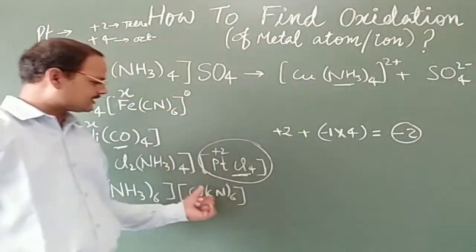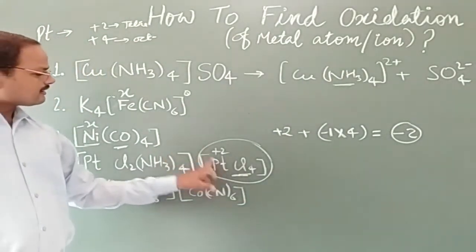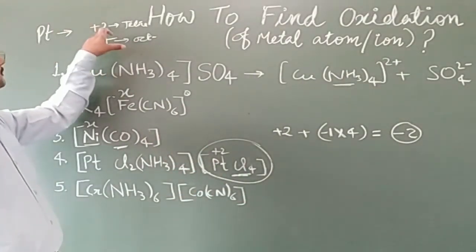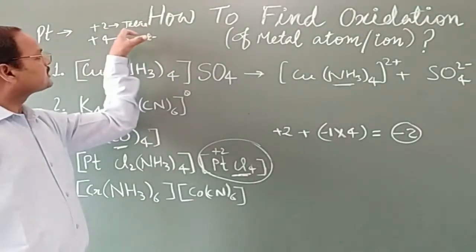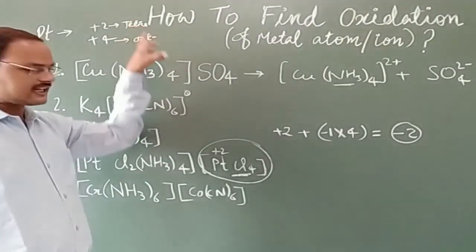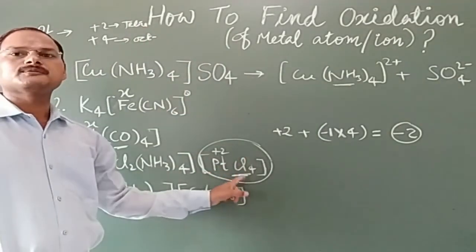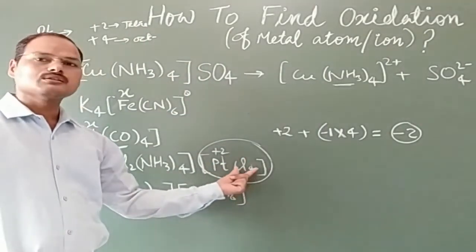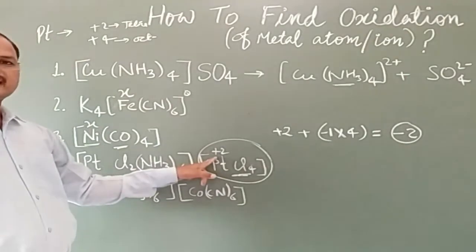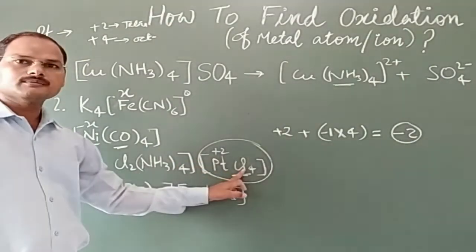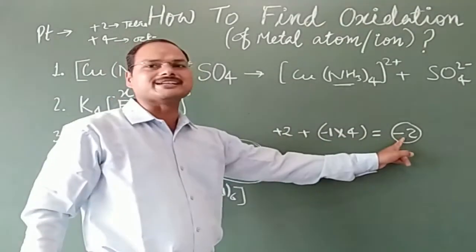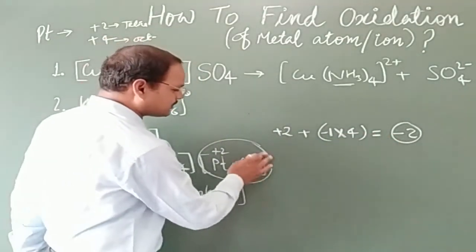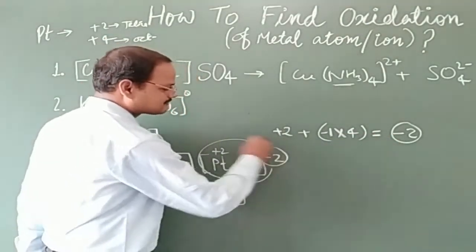I hope you understand that. Once again see, on the basis of this trick, the plus 2 oxidation state should be present in the tetrahedral type of complex, or in case of coordination number 4. So plus 2 charge will be here, it is known. Therefore on solving this value we will get 2 negative charge, and this 2 negative charge will be on this ion.